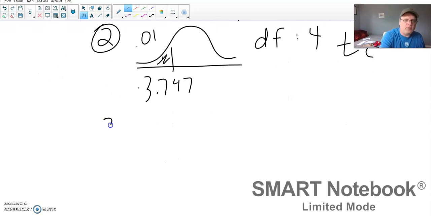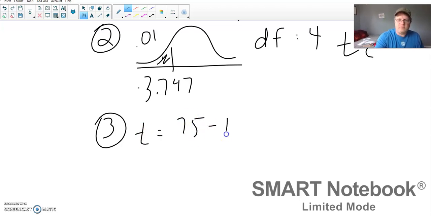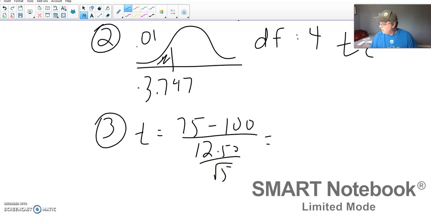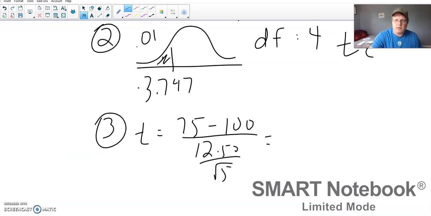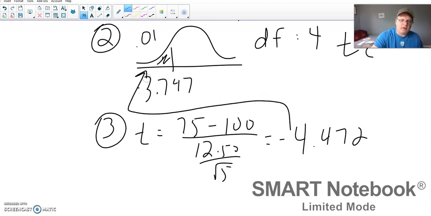Step 3. They gave us the mean $75, standard deviation 1250. So the test statistic is 75 minus 100, all over 1250 divided by the square root of 5. Plug that all in, and you get negative 4.472, which falls right in there.